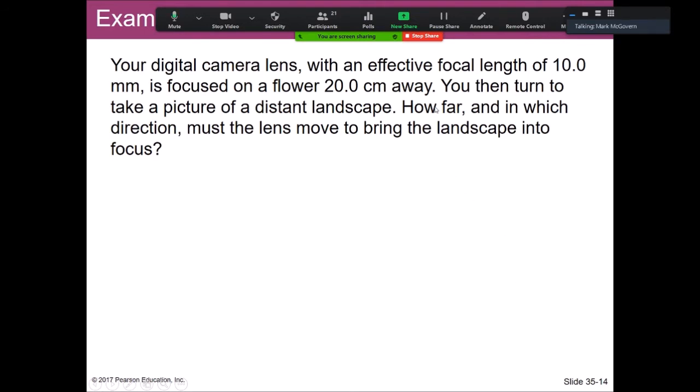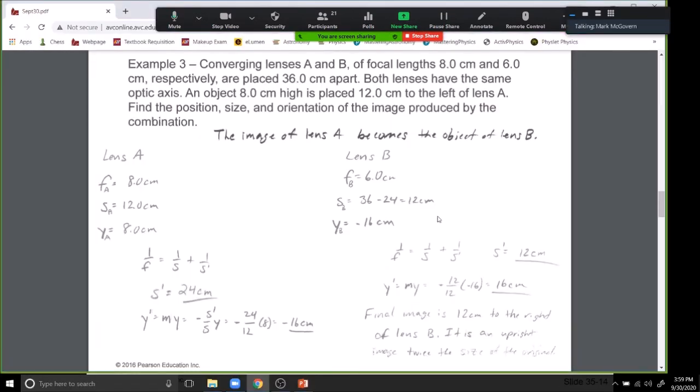Right, so let's do the problem here. You've got a digital camera lens. Your digital camera lens has an effective focal length of 10 millimeters and is focused on a flower 20 centimeters away. Then you turn to take a picture of a distant landscape. How far and in which direction must the lens move? All right, cool. So the idea is that you have your effective focal length, the combination of the lenses in there, and you're at 20 centimeters. So we're going to have to figure this out. Well, let's just get to it. I have the slide for a reason here.